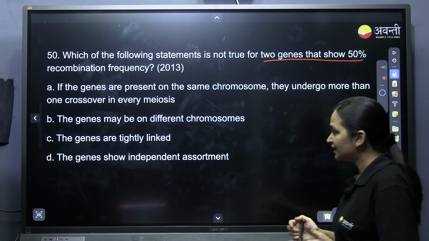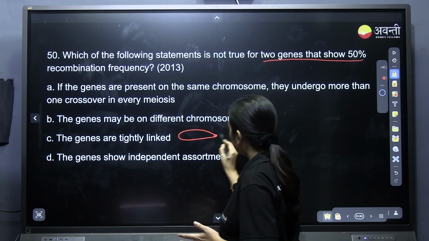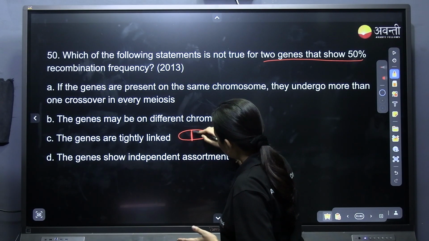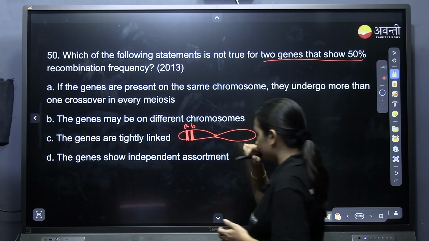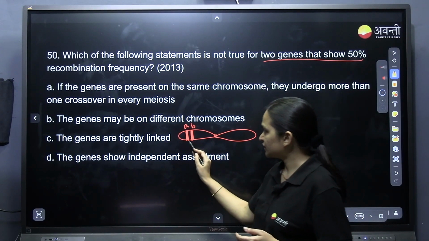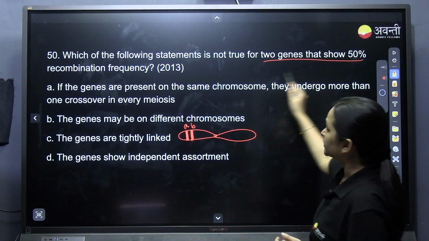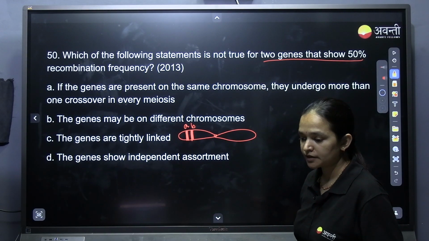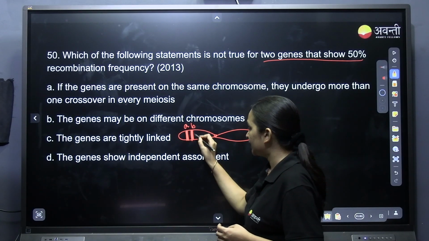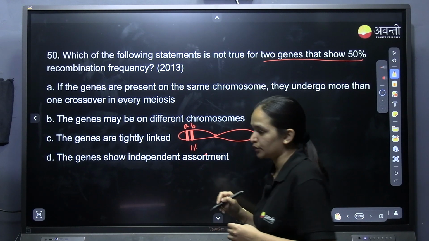Tightly linked, in a sense, very closely linked. If this is an arm of the chromosome, tightly linked means this is one gene and this is another gene. For example, this is A gene, this is B gene. Tightly linked means the recombination frequency is very less. If it is very tightly linked, you can say 1% is the recombination frequency.